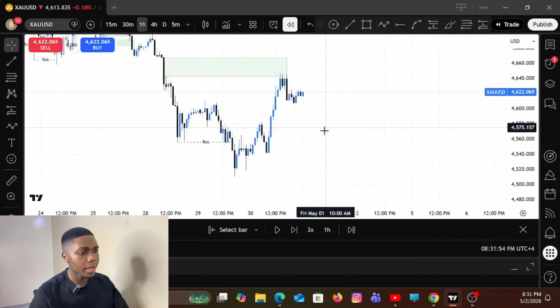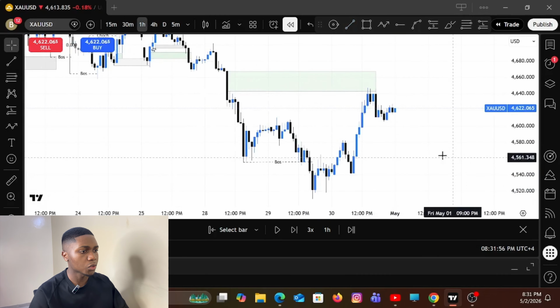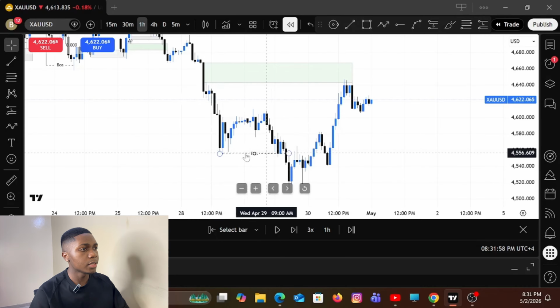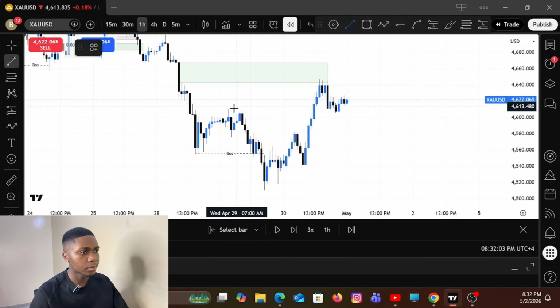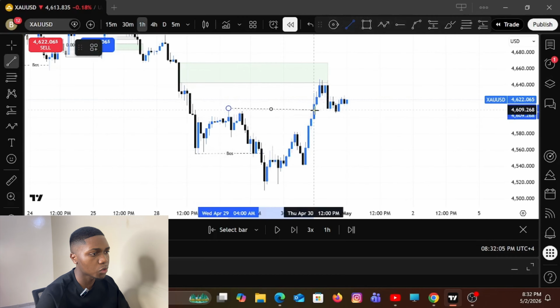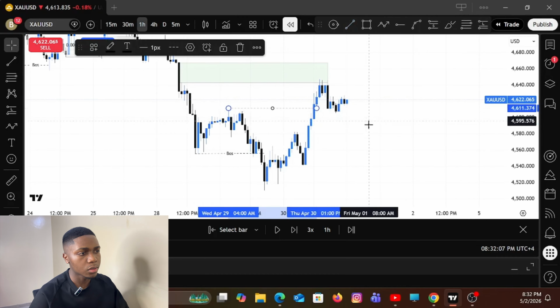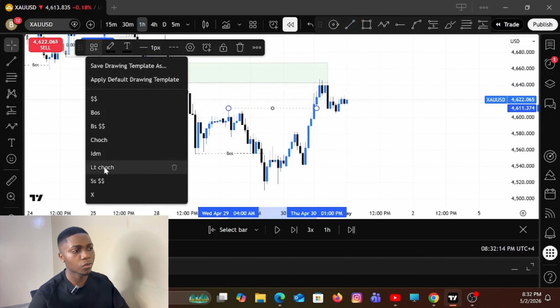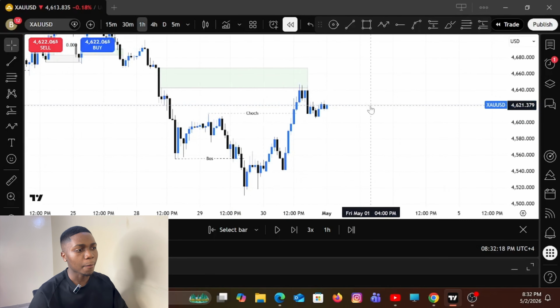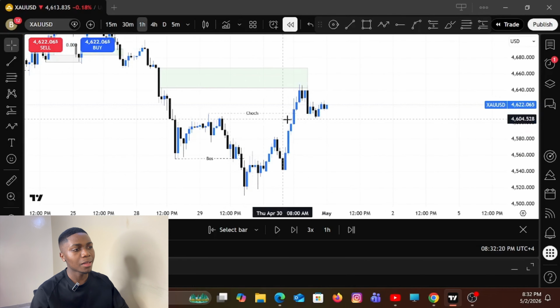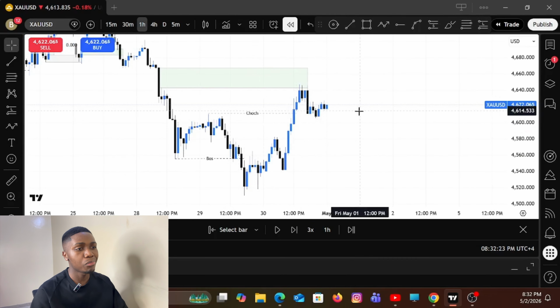And when the market gave us this last break of structure, this high right here is the high that created the break of structure. But the high was taken out, giving us a change of character. Normally when you have a change of character, that's just a first sign that the market might potentially be shifting from a bearish market to a bullish market, right?